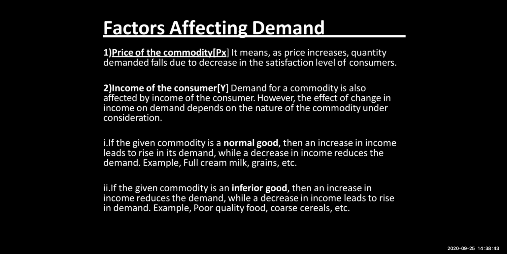Let's say, for example, if the commodity is a normal good, then the increase in income will lead to a rise in demand, which is a direct relationship. Whereas if the commodity is an inferior good, then the increase in income reduces the demand, while a decrease in income leads to a rise in demand in case of inferior goods.